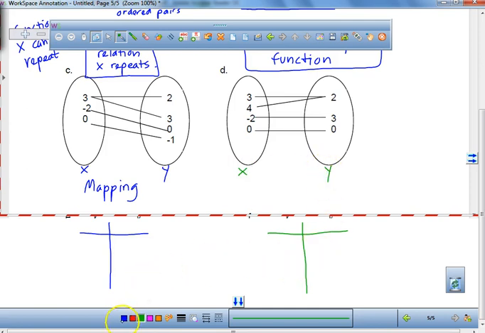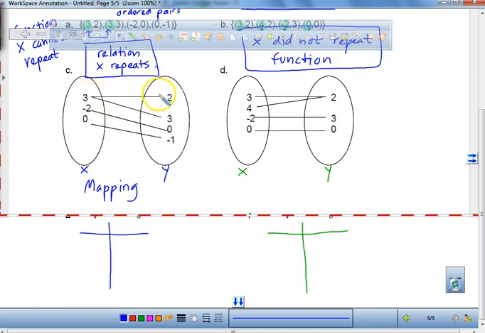Okay, so right now, here's what I'm asking you. Usually you'll see arrows like this. So add some arrows, okay? Can you guys add arrows to the right? When I plug in a 3, what does 3 lead me to? 3 leads me to a 2.